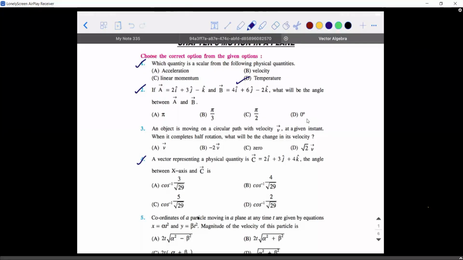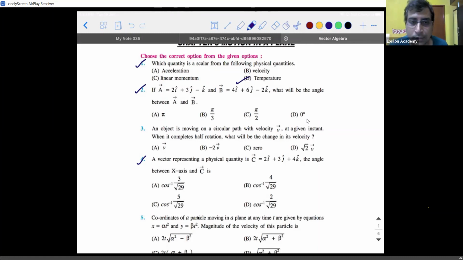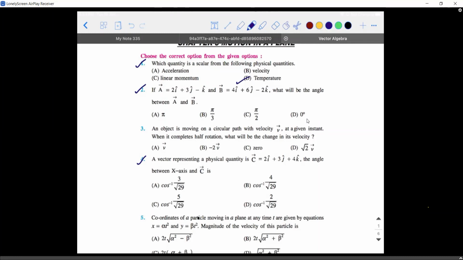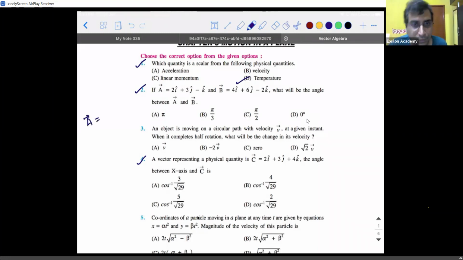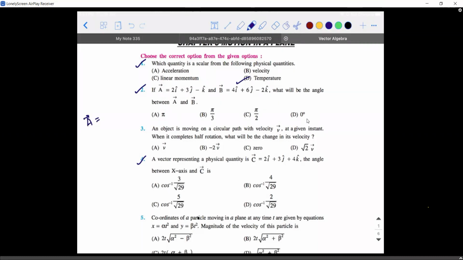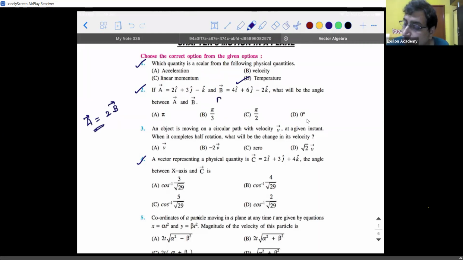Sir, 0 degree. They are parallel. Why? How did you find out that they are parallel? Sir, I took out 2 common outside. It is not pi, it is 0 only. Because the A vector is equal to 2 times B vector. If you take the 2 out, 2i cap plus 3j cap minus k cap. So if this scalar value is positive, they are parallel. If the scalar value is negative, had the question been A vector is equal to minus 2 B vector, then the answer would have been pi, where pi represents radians. As of now, don't worry.